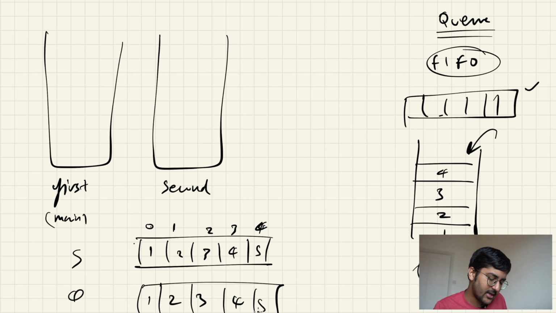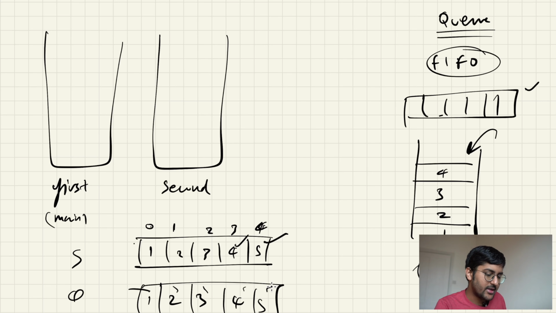The difference is that in a stack, we remove from the last. So removal will happen like this: 5 will be removed first, then 4, then 3, then 2, then 1. In a queue, 1 is removed first, then 2, then 3, then 4, then 5. So as you can see, insertion is the same, removal is different.